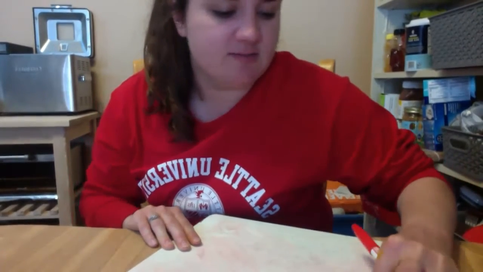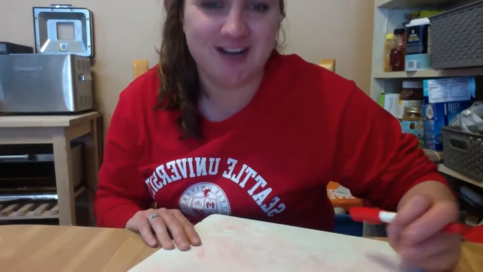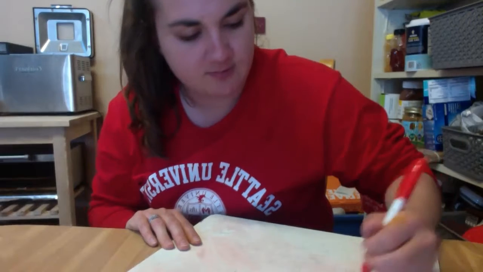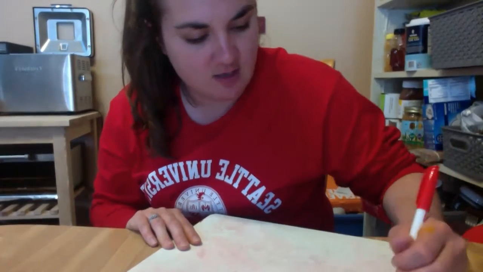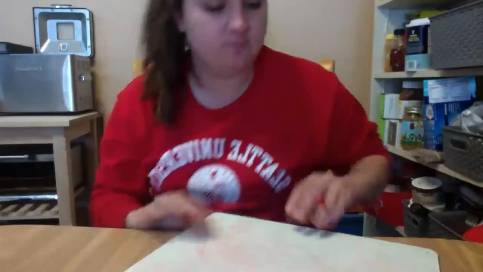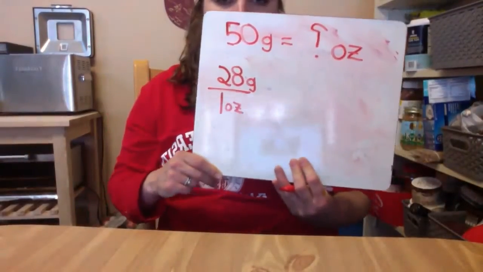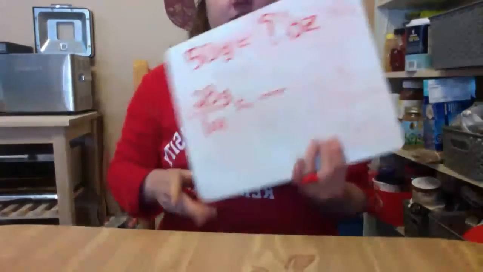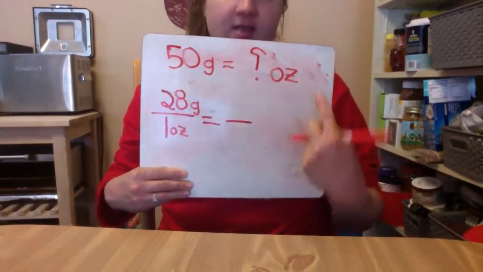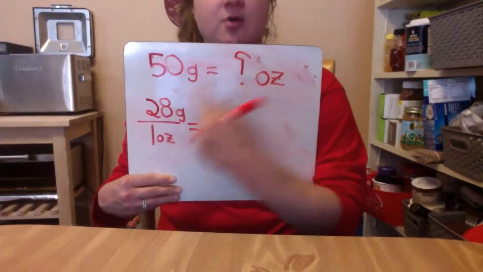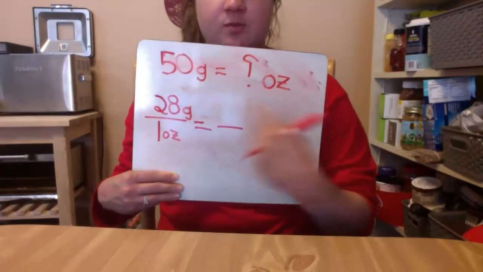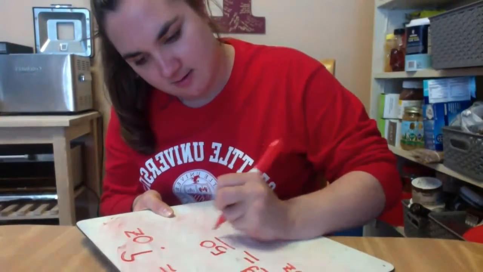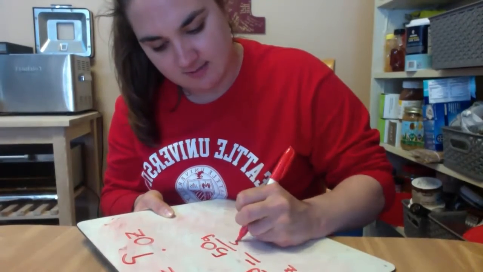So how many grams are in 1 ounce? 28 grams in 1 ounce. Do you see how I set up my proportion? Now I need to set up another proportion. Look at my question. Do I know grams or do I know ounces? My question mark is next to my ounces, so I know grams. I'm going to put grams with grams. They're on the same level. So I'm going to go 50 grams. Then I copy my question mark down.